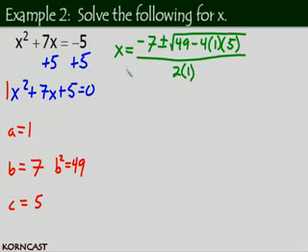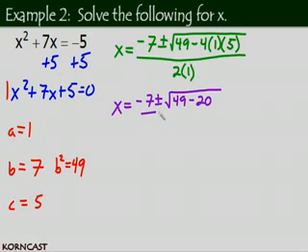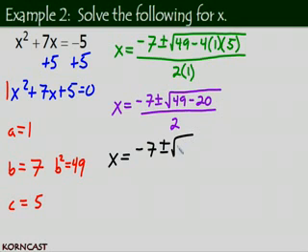And again, to simplify this equation, I'm going to get x equals negative 7 plus or minus the square root of 49, minus 4 times 1, which is negative 4, times 5, which is negative 20, all over 2 times 1, which is 2. Now continuing with my simplification, 49 minus 20 is 29, so that leaves me with x equals negative 7 plus or minus the square root of 29 all over 2.